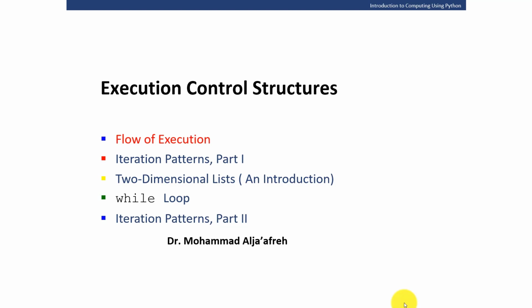First, we will start with what is referred to as the flow of execution, and then we're going to hammer the topic of execution control structures in more detail. So, the flow of execution is determining the order in which the Python interpreter executes each single line of your code. To understand that better, let's take a look at the following example.